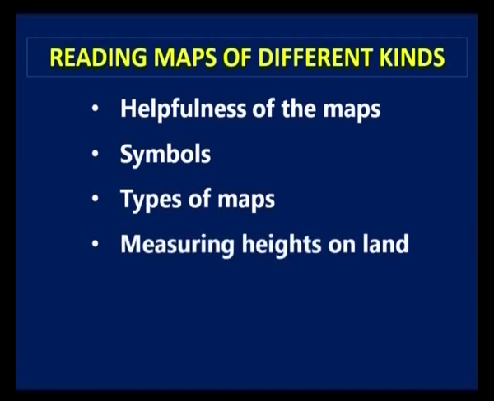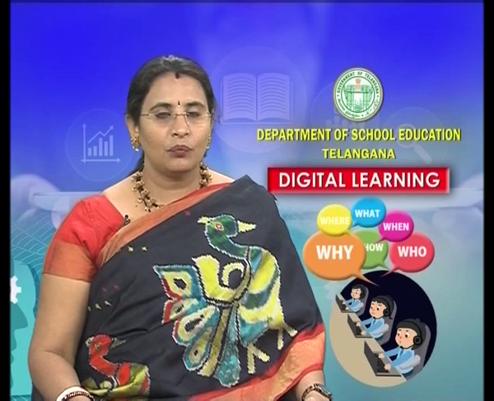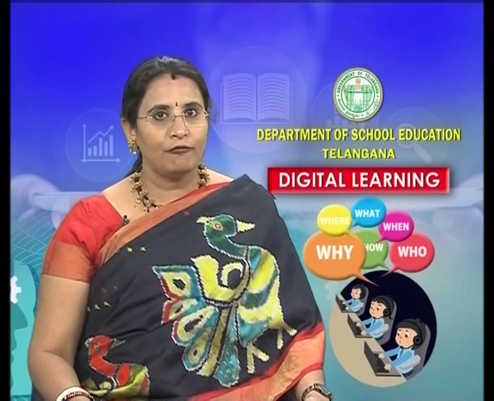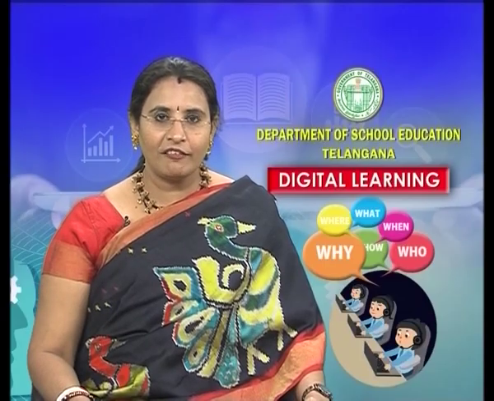Then we learnt about how to measure the height of a land. Yes, the height of a land is measured from the sea level or a 0 meter level. Then we learnt about contour lines. Contour lines are the lines joining the places with equal heights. And finally, we learnt about the uses of maps showing the heights. The maps showing the heights are useful to know the terrain or the nature of a landform, and while constructing roads and dams. Do you all remember the topic of our 7th class?